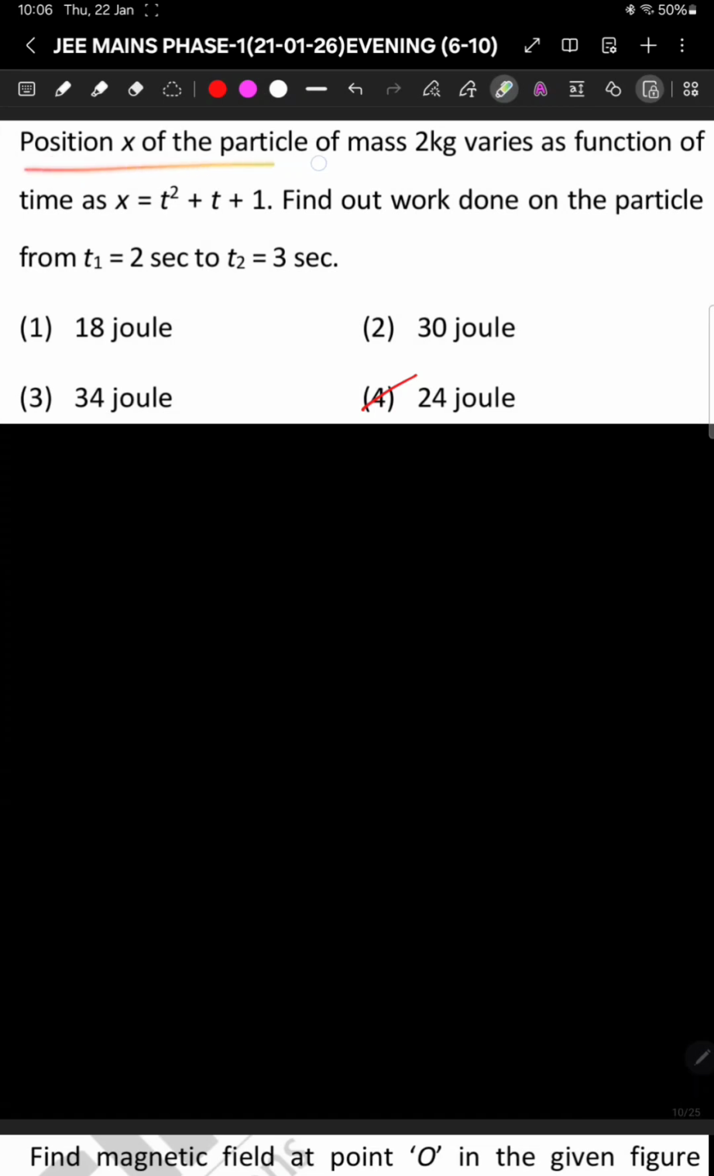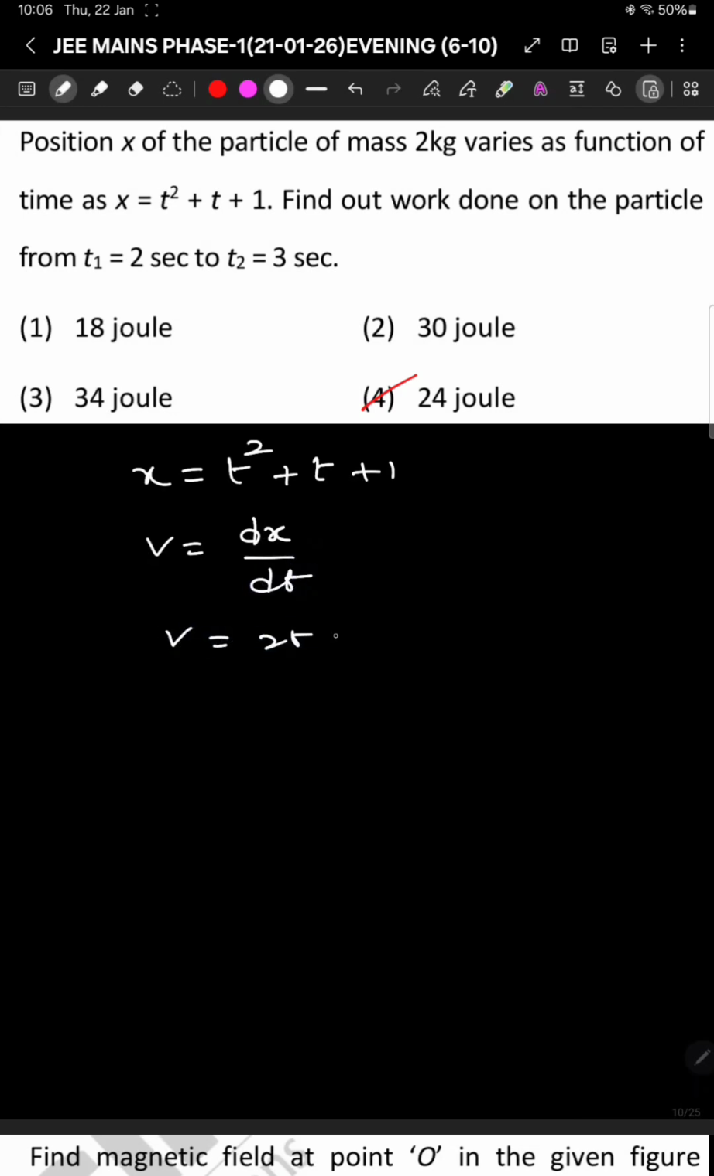In this, the position of a particle of mass 2 kg varies as a function of time, and it is given. Find out the work done on the particle from 2 seconds to 3 seconds. So you are asked to find the work done, and the position is given. If you differentiate this position equation, you will simply get velocity. So V equals dx by dt, and V becomes 2t plus 1. If we keep t as 2 seconds, you get the initial velocity 5. If we keep t as 3 seconds, you get the final velocity 7.